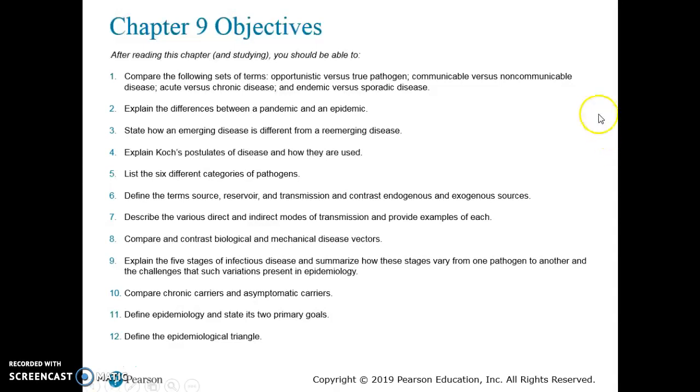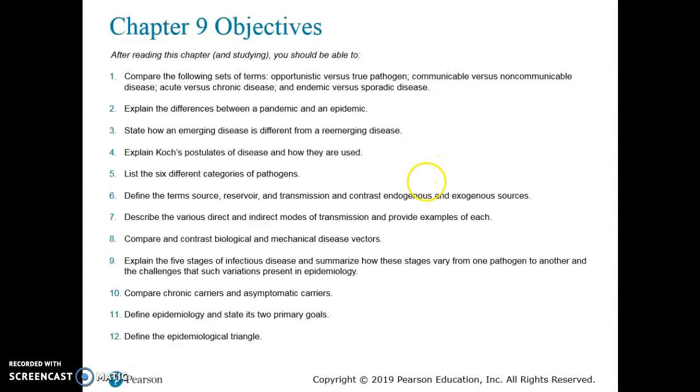So, throughout the chapter, we're going to see different terms looking at opportunistic versus true pathogen, communicable versus non-communicable disease, how is it transferred from one person to the next, acute disease versus chronic, endemic versus sporadic disease. And while these terms may not make sense right now, once you get to the chapter, you should be able to easily compare and contrast those terms with each other.